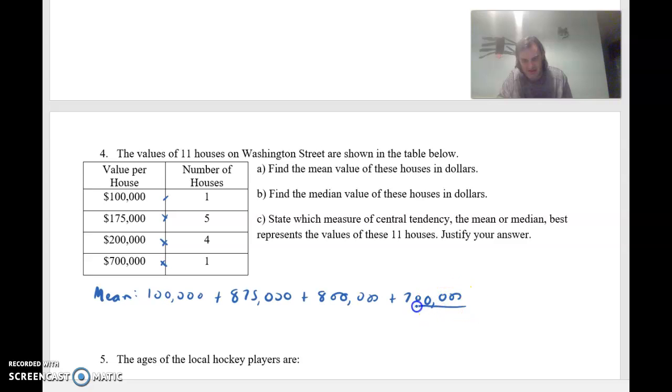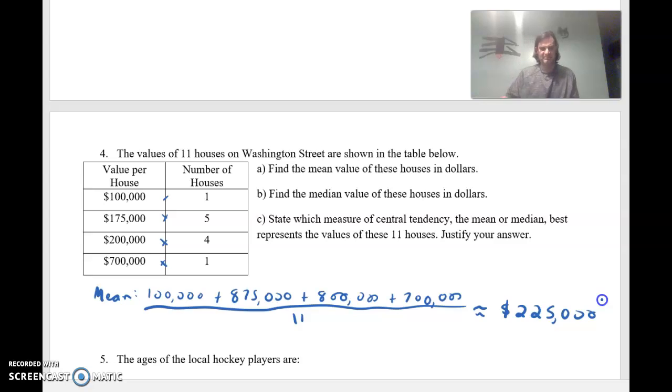$700,000 house. We're going to add all those up and divide by 11. So let's see here. 100,000 plus 875,000 plus 800,000 plus 700,000 divided by 11. It looks like the average is 225,000. So let's put that up here, 225,000. And then it says the median.